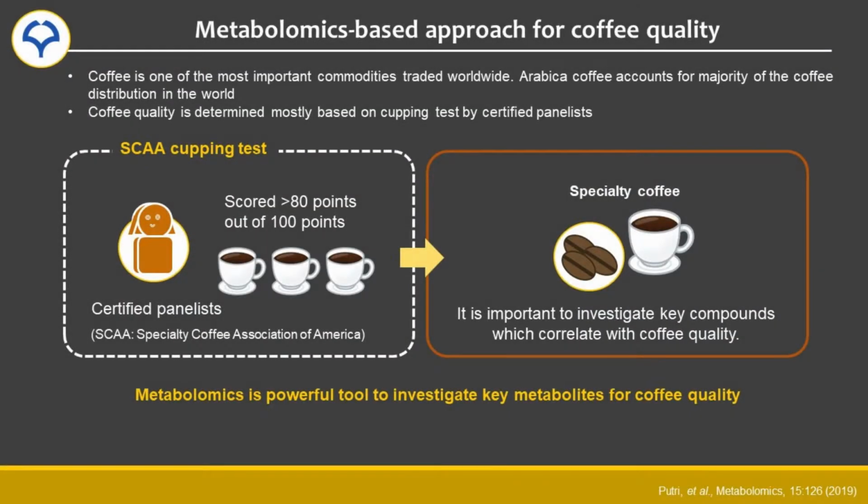One of the most interesting study is coffee metabolomics. This because many people love coffee. To determine coffee quality, there is a standard procedure called cupping test that is conducted by trained and certified people. If the coffee scored more than 80 out of 100, these coffee beans will be categorized as specialty coffee. In order to know what are the key compounds that correlated with this special coffee, metabolomics is a powerful tool to answer this issue.